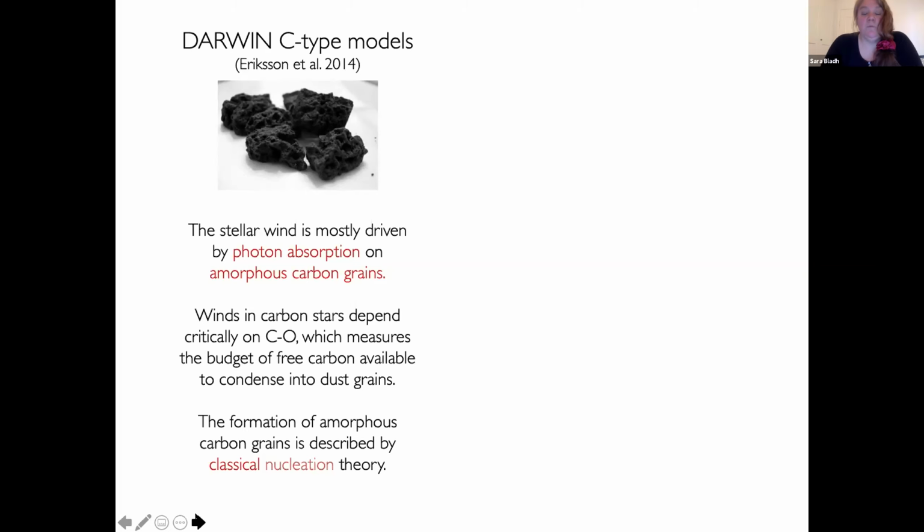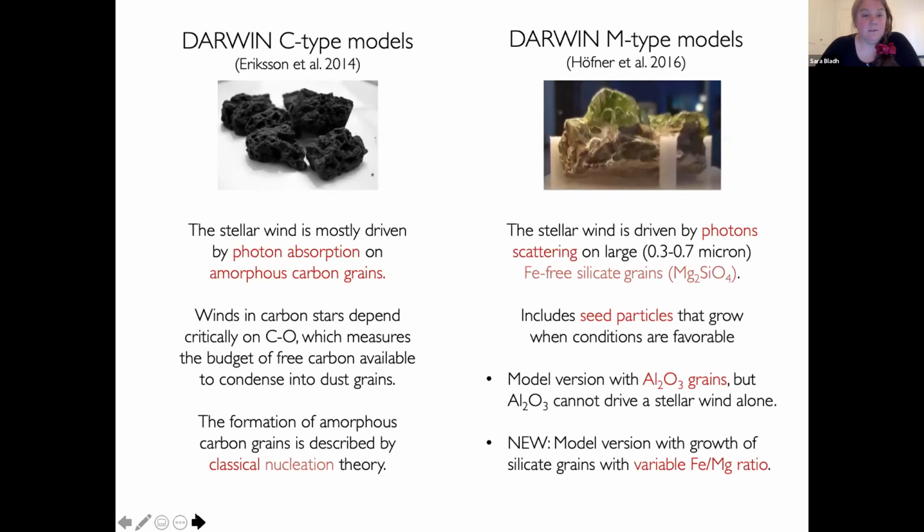So we describe this value C-O, we call it carbon excess, and this is a critical parameter. And when you construct models, you have to say what carbon excess you want to have, and you can explore different carbon excesses. The formation of amorphous carbon grains is described by classical nucleation theory in the Darwin models. Then for the M-type, here the stellar wind is driven by photon scattering on large iron-free silicate grains.